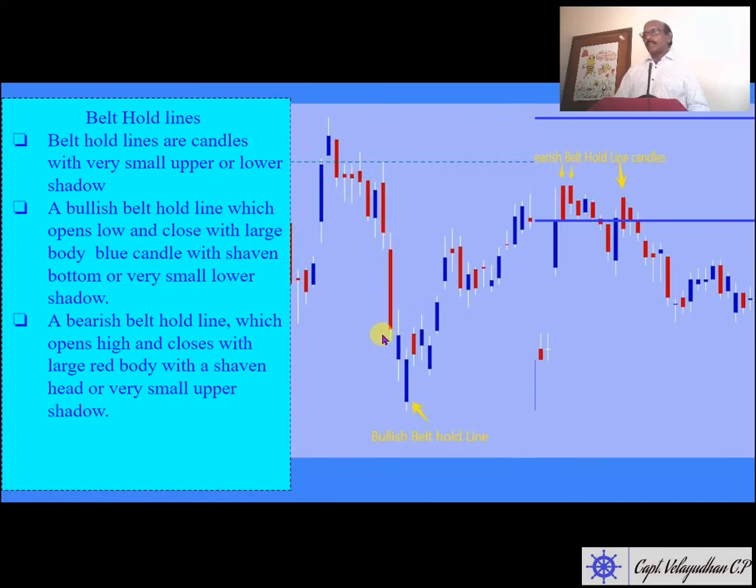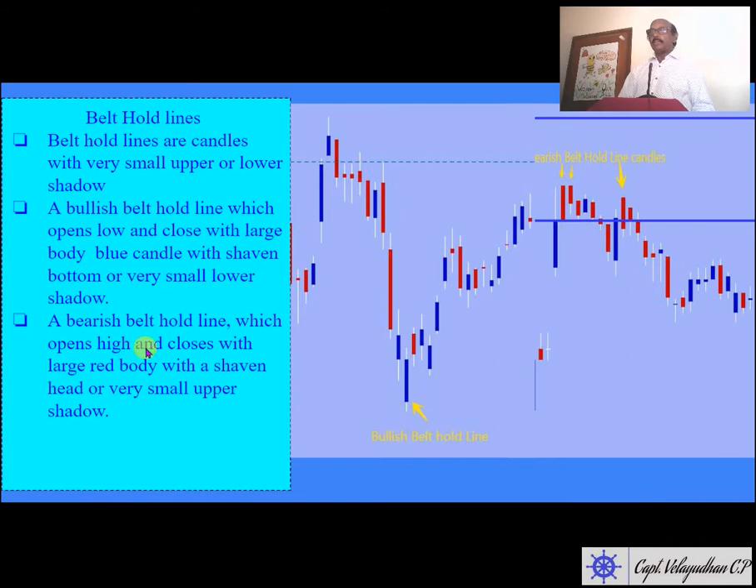After a downtrend, the market gapped down at the open and made a small low. From there the market pulled back all the way up here. This gave a good thrust, so all the bears got scared. So this is known as a bullish belt hold line.